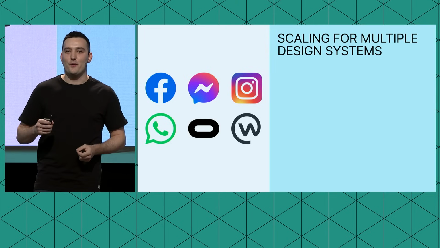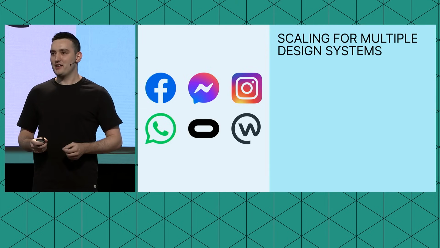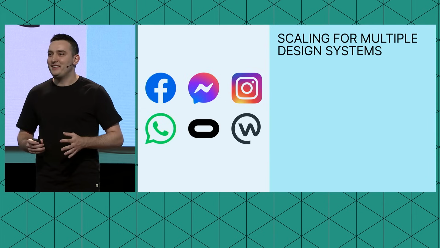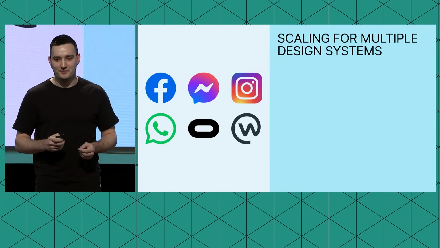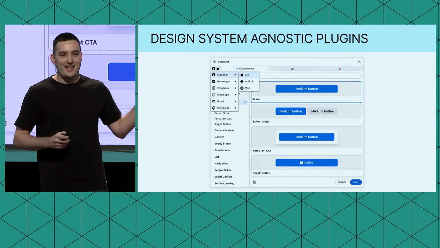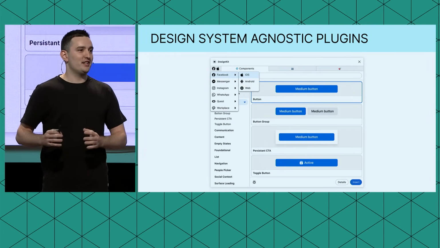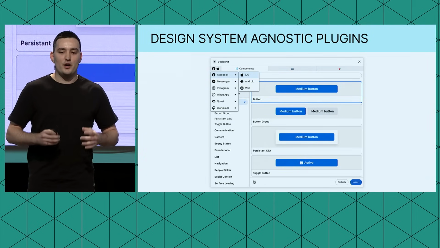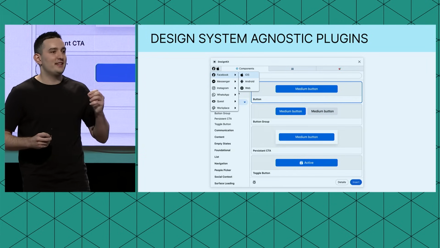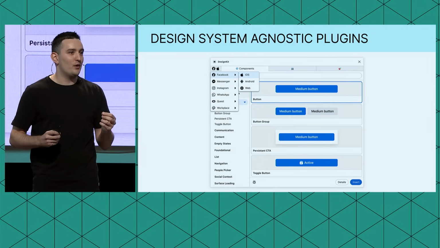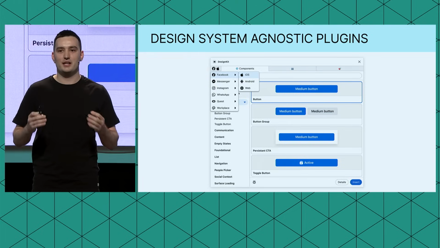The next challenge that we faced at Meta is our number of design systems. Meta maintains some of the biggest design systems in the world for some of the largest products. Instead of creating a custom plugin for each design system, we created our plugins to be design system agnostic. This means that designers can select the design system they want to use and only see information that's relevant to them.